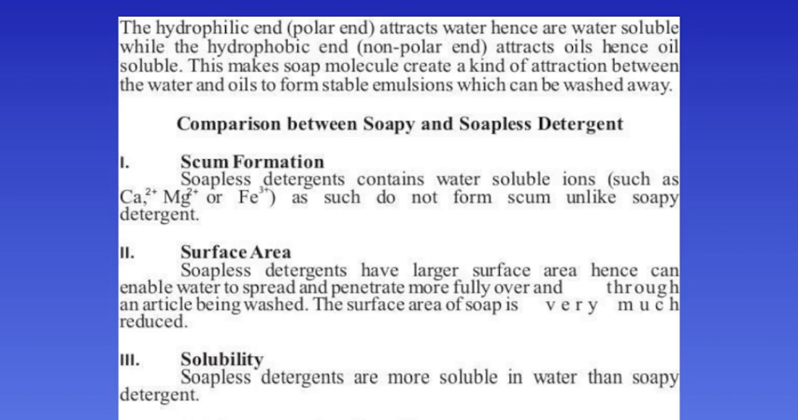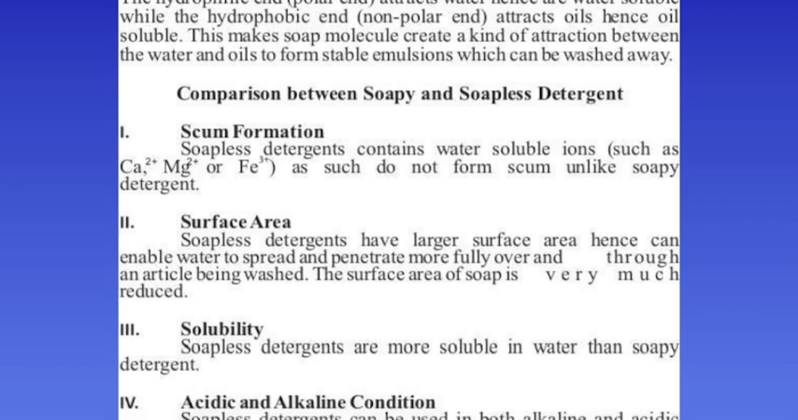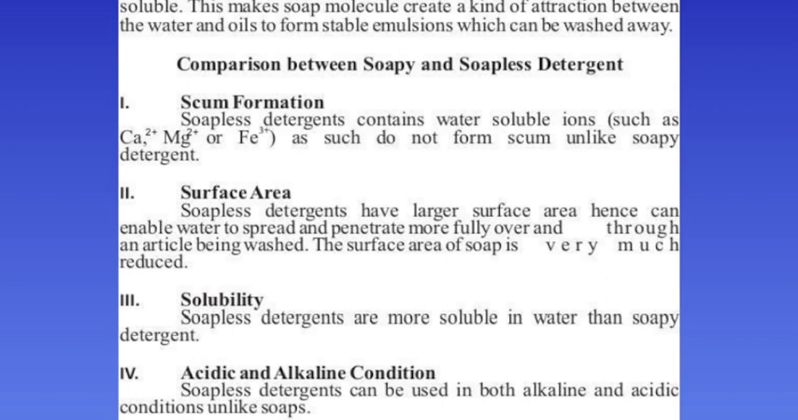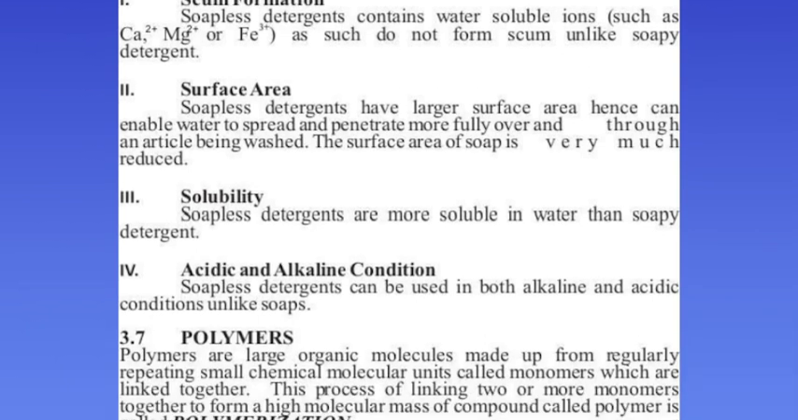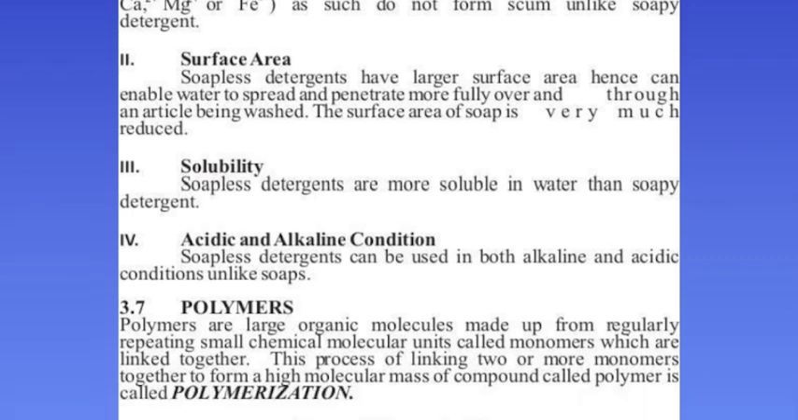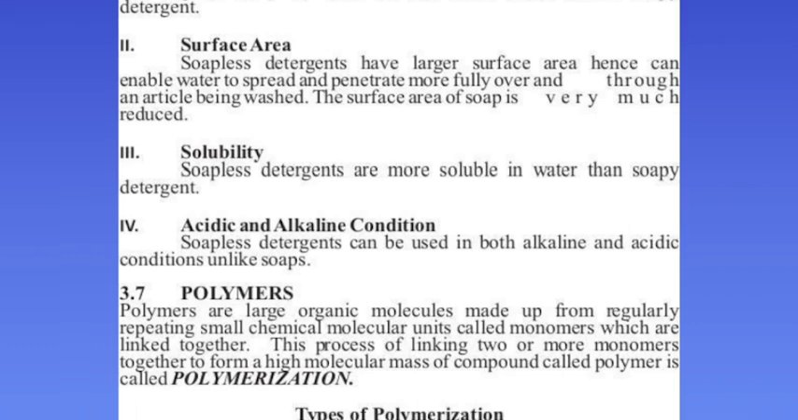Comparison between soapy and soapless detergent. Scum formation. Soapless detergents contain water soluble ions such as calcium, magnesium and iron 3. As such, they do not form scum, unlike soapy detergents. The surface area. Soapless detergents have large surface area, hence can enable water to spread and penetrate more fully over and through an article being washed. The surface area of soap is very much reduced. Then we talk about solubility. Soapless detergents are more soluble in water than soapy detergents. The next property is the acidic and alkaline condition. Soapless detergents can be used in both alkaline and acidic conditions, unlike soaps.